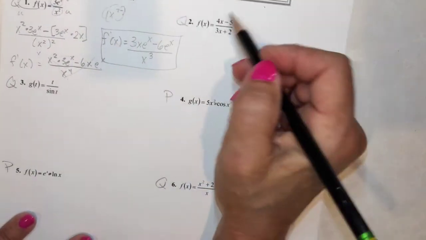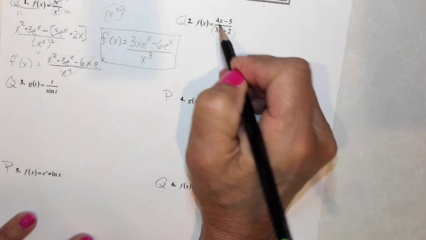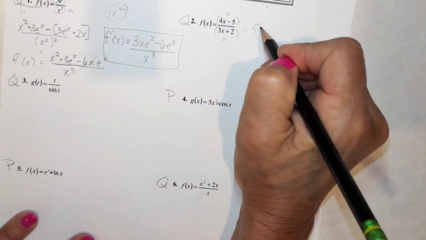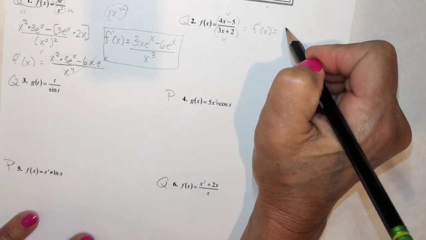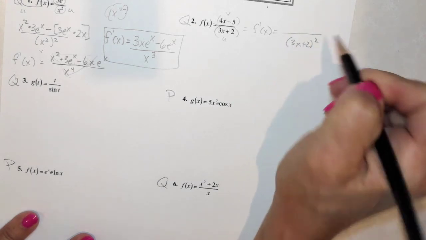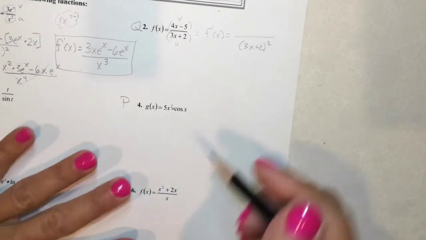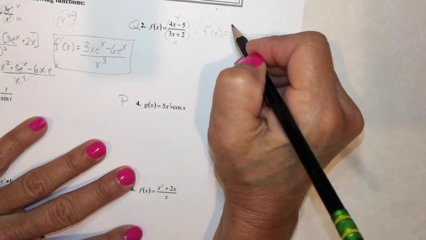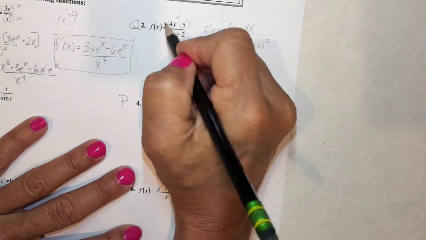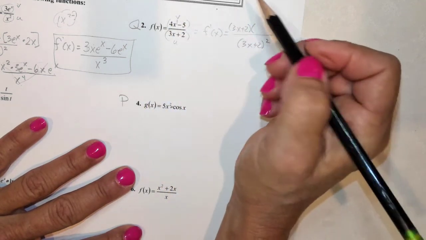So I'm going to think about this as the u and think about this as the v. So when I follow my formula, the derivative of x is going to be on the bottom. I'm going to take the bottom and square it, but I'm not going to really square that out. Then I'm going to take the bottom times the derivative of the top. So think about the top. This is x to the first power.